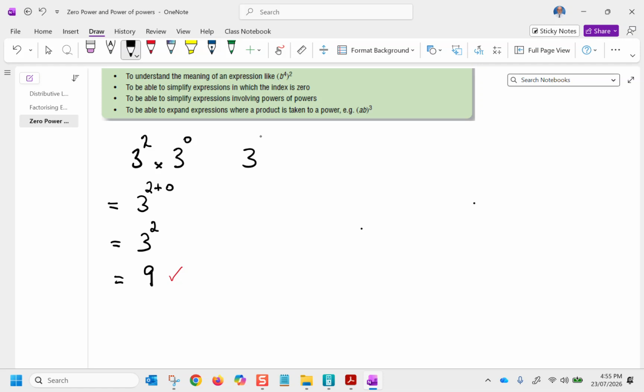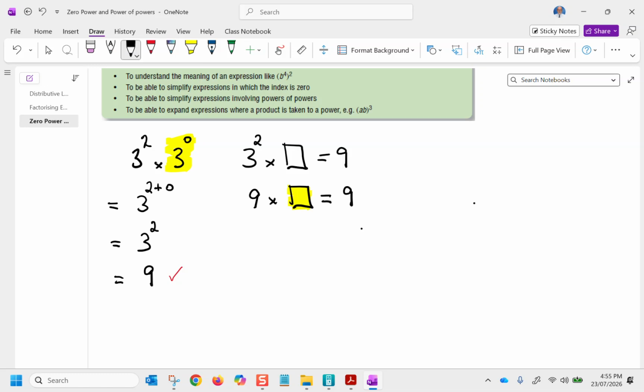Now let's look at doing this again in a different way. We've got 3 squared multiplied by some unknown number, which I'll call, just put a box instead of where the 3 to the 0 was. And I know that that equals 9 because we just worked it out. Now 3 squared is 9 multiplied by something equals 9. Now whatever the mystery number is that goes in this box must be the same as 3 to the power 0 because that's where the box is.